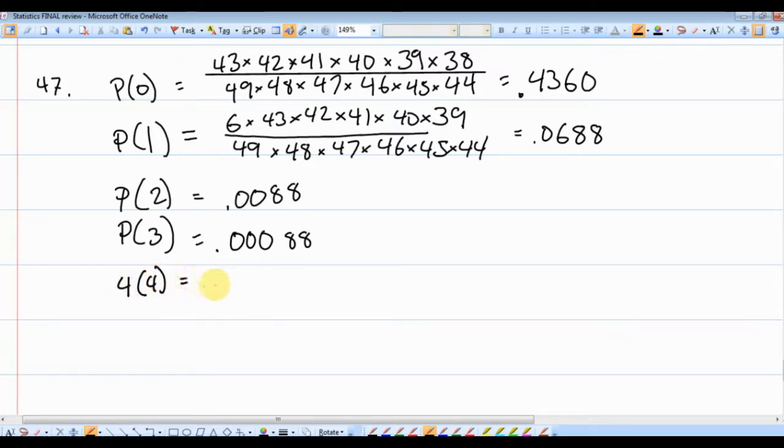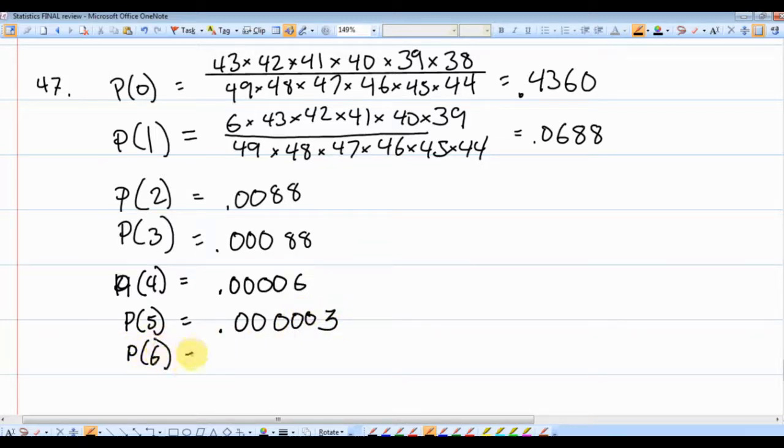Probability of 4 was 0.00000645, so 4 zeros and then 6. And then probability of 5, we already got 5 zeros and 3. 0.000003, so 5 zeros. And probability of 6 was 7 zeros and a 7. I don't like this. Something's weird here.